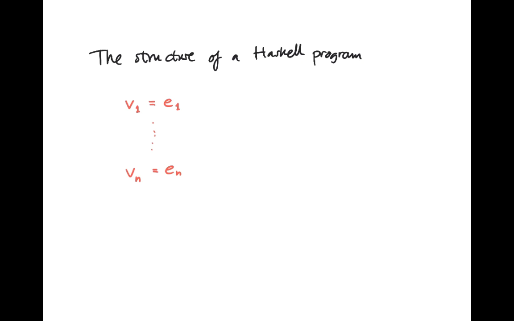One thing that's really important to remember is that these are declarations. We declare variables v1 to vn to be the values of these expressions. They are not assignments. If you try to treat them as assignments, you'll get an error message. You cannot do that in Haskell. Haskell is not an imperative language. That's the first thing to remember when you program in Haskell.